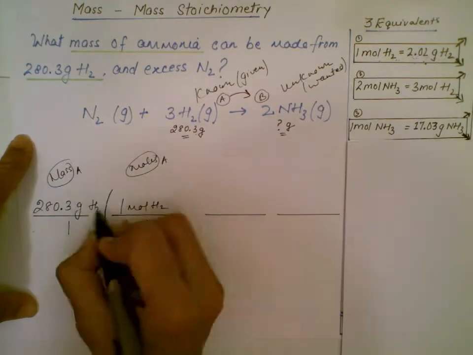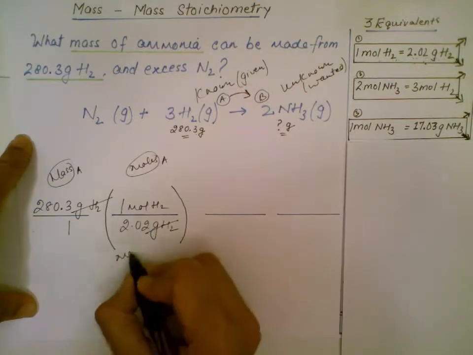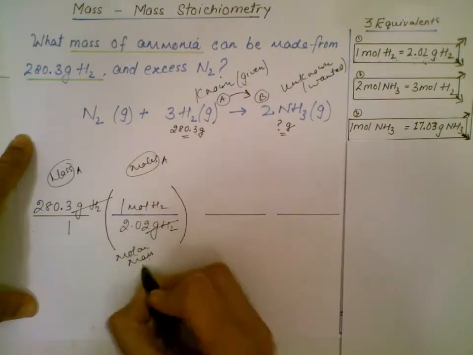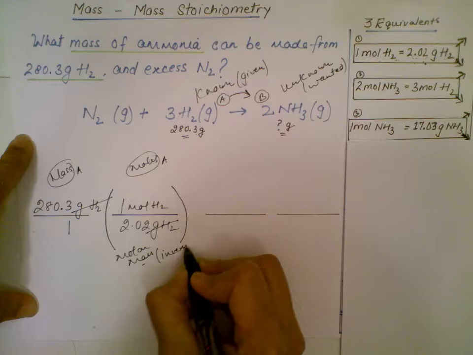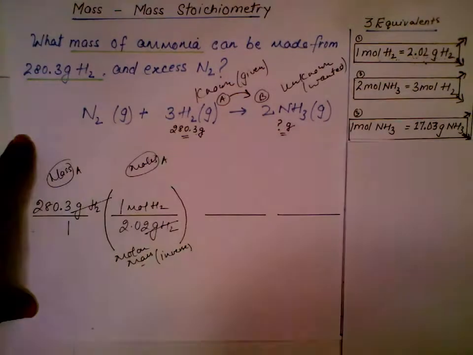So cancel this unit and this unit. Here you go. So this one is the molar mass. Well, but this is inverse. Why are we saying this is inverse? Because you have grams in the denominator and moles in the numerator.